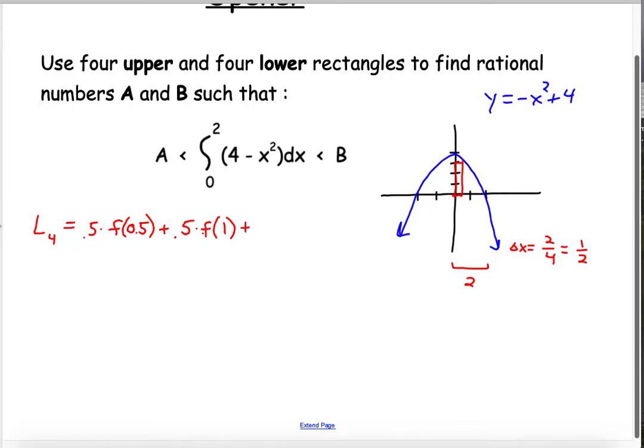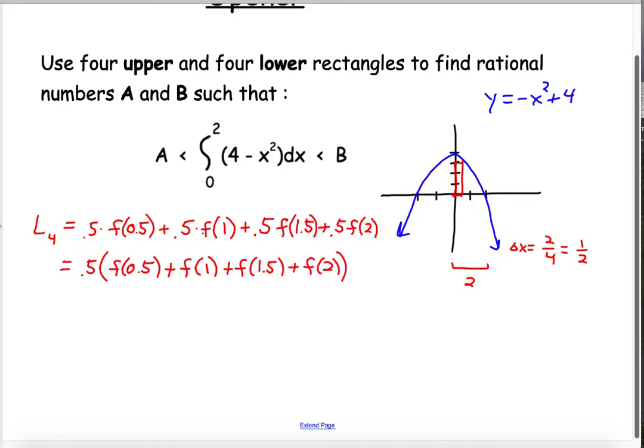Okay? And then the third rectangle will also have a width of 0.5, and I'm going to multiply that by the function value at 1.5. And finally, the last rectangle is going to be 0.5 times the function evaluated at the right endpoint, which is 2. So you notice I could factor out the 0.5, and then I need to evaluate f of 0.5, and then f of 1, and f of 1.5, and f of 2.